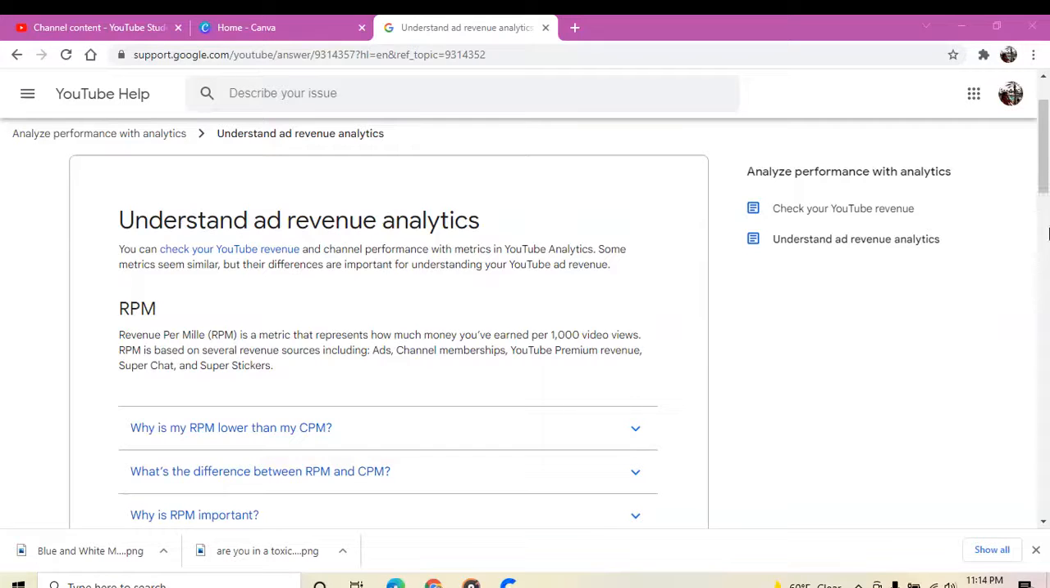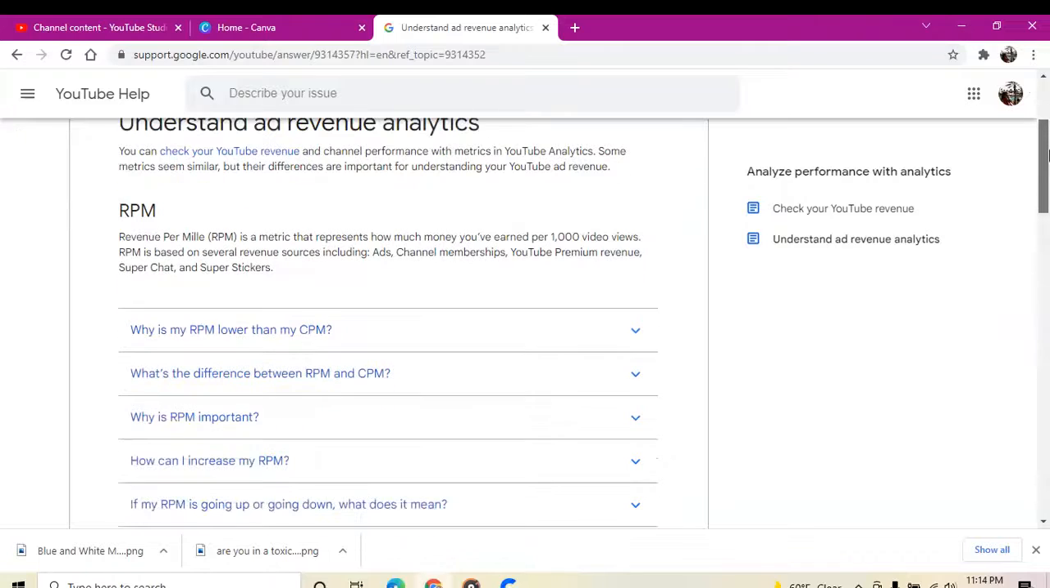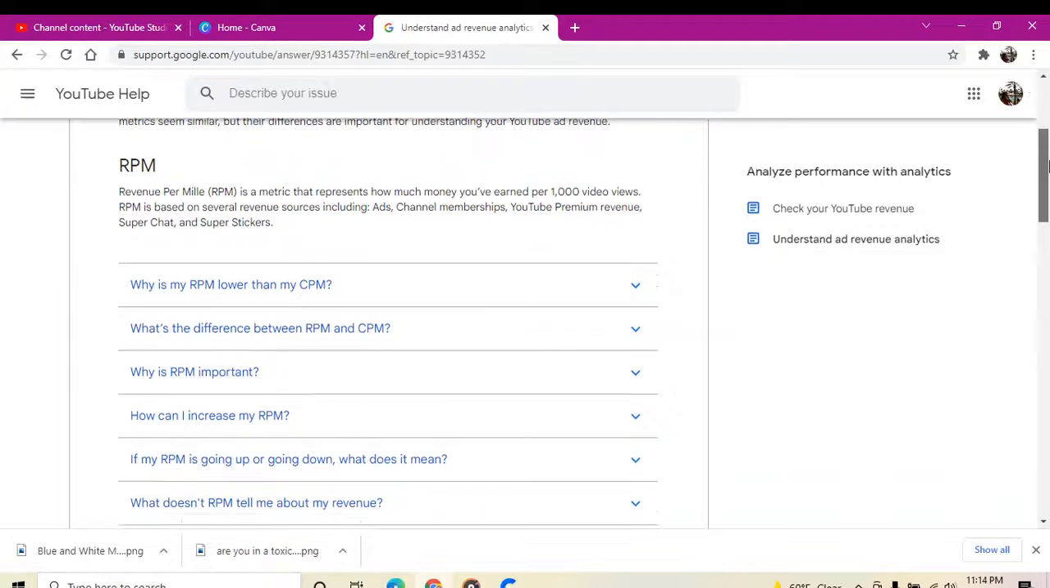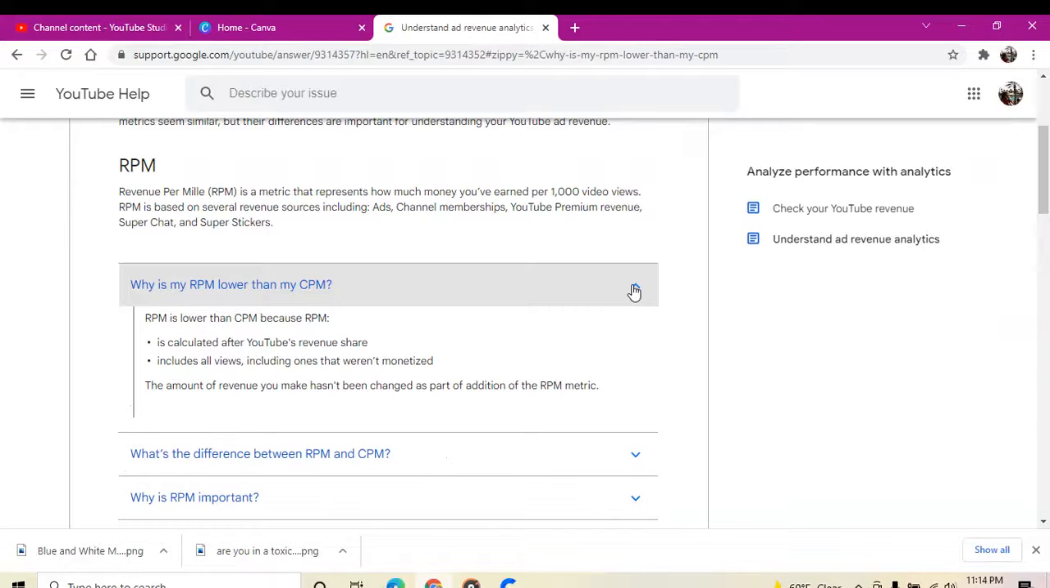So, here are some of the questions that are asked here. Why is my RPM lower than my CPM? RPM is lower than CPM because RPM is calculated after YouTube's revenue share, and this includes all your views, including ones that weren't monetized. So the amount of revenue you make hasn't been changed as part of the addition of the RPM metric.